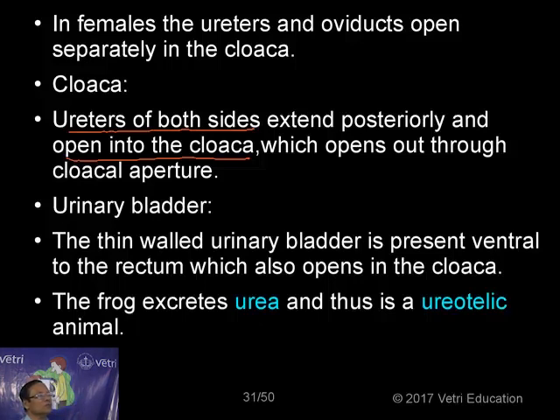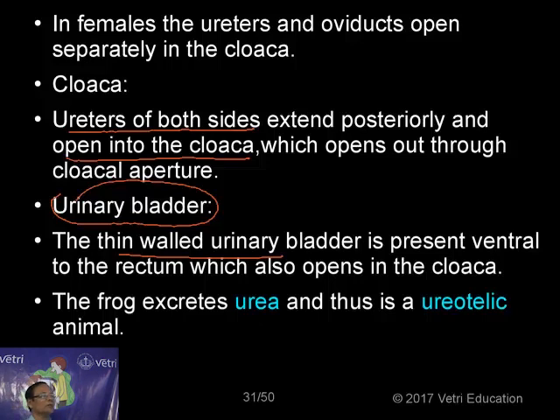Now the urine is stored for a short while in a bladder-like structure called the urinary bladder. Normally this is a thin-walled urinary bladder present ventral to the rectum, which also opens in the cloaca. So the ureters open and then the urine is stored for a while before it is eliminated, in the urinary bladder, a thin-walled chamber present ventral to the rectum, storing the urine and discharging the urine outside.